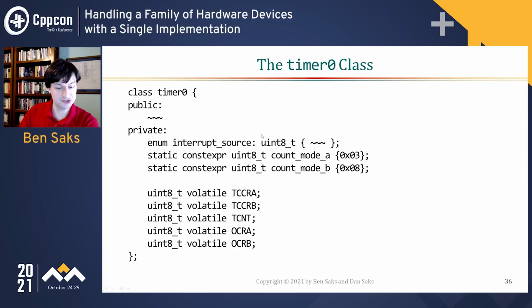And then the private data details are, we have the enumeration that tells us how to enable the different interrupt sources, like the overflow interrupt for timer 0. We have those two mystery constants that I mentioned earlier that are other miscellaneous configuration. And then we have the 5 data members that make up our timer hardware.